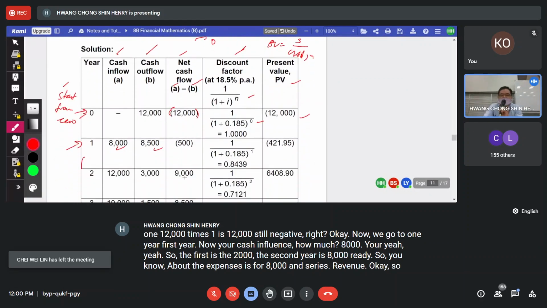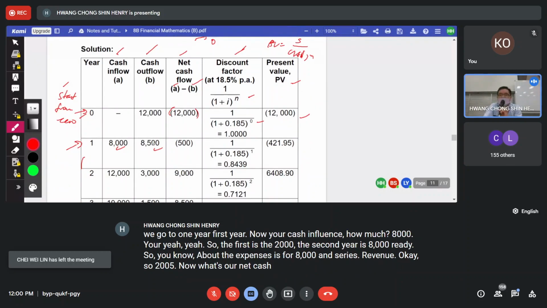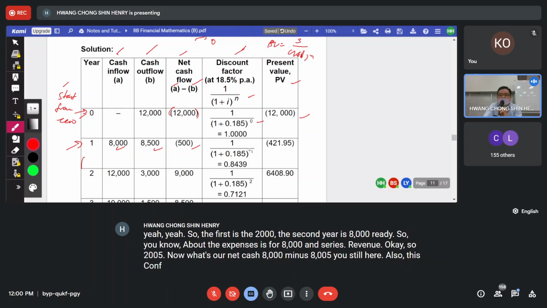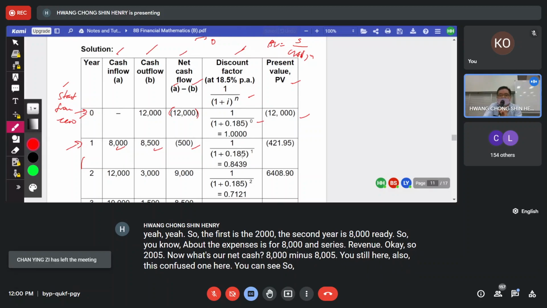So 8,500. Now what's your net cash? 8,000 minus 8,500. You still rugi, right? You see the bracket there? Still rugi 500. Now what's your discount factor? 1 over 1 plus 0.185. Now the N here is 1 here. Can you see? So 1 over 1.185 to the power 1, if I calculate, you get 0.8439.